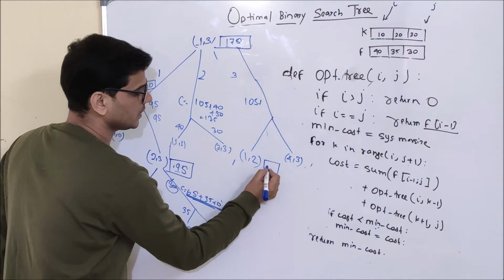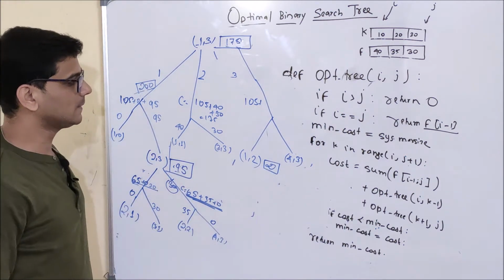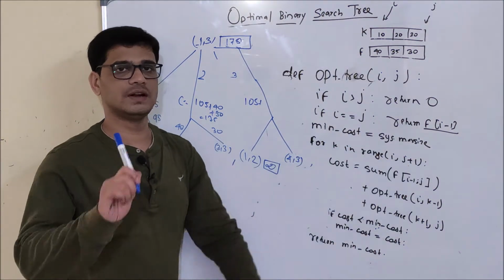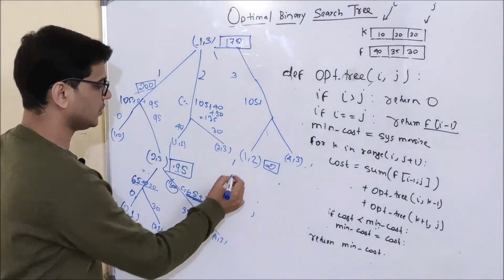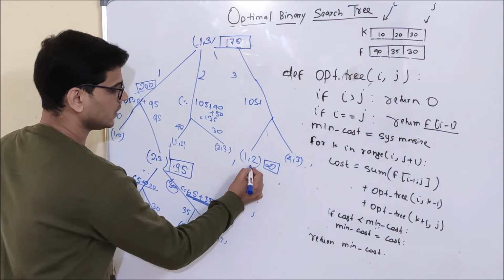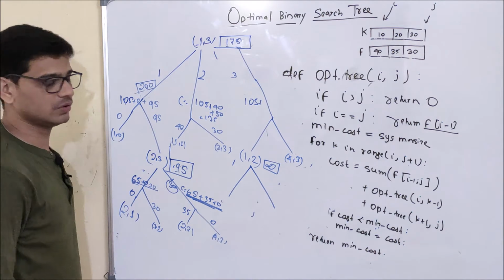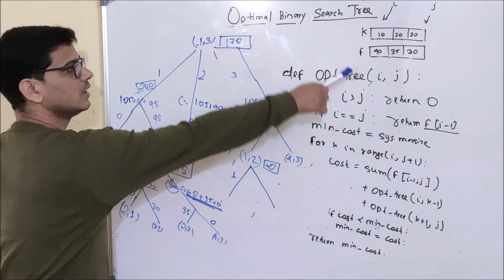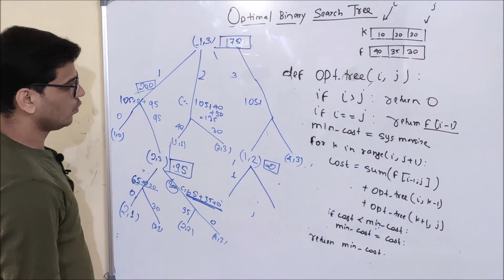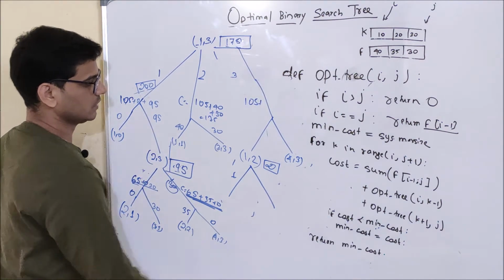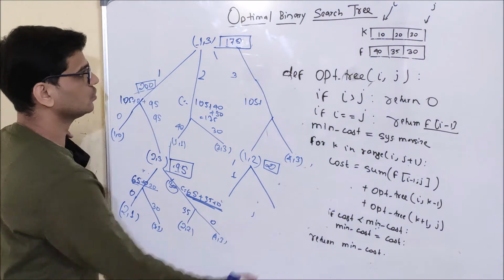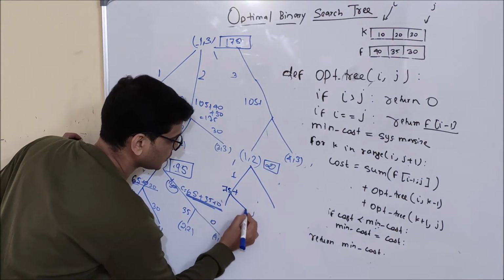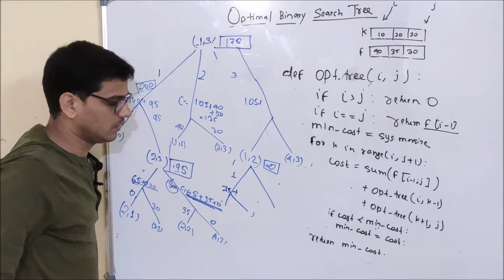Mean cost will be created. Now what will happen? It will run for k in range 1 to 2 plus 1, that is 1 2. First it will make 1 root, then it will make 2 as a root. Let's see what will happen when it will make 1 as a root, that is 10 root. When it will make 10 as a root, this cost will be calculated. So 75 plus left subtree, right subtree.